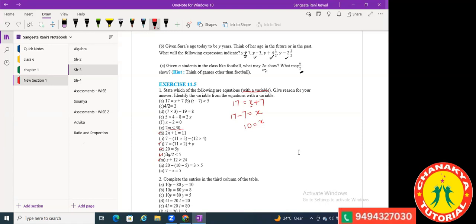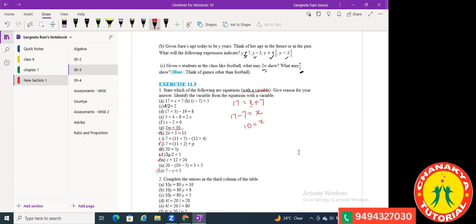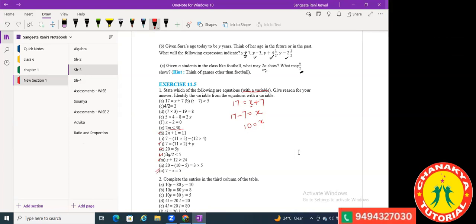Do it in your notebook and show me. Ritesh, everyone do it in your notebook and find the value of x here. 7 minus x equals 5. Find the value of x. Ma'am, the answer is 2. Yes, it's 2. How did you do that? Show me your notebooks. Ma'am, I just subtracted 7 minus 5.